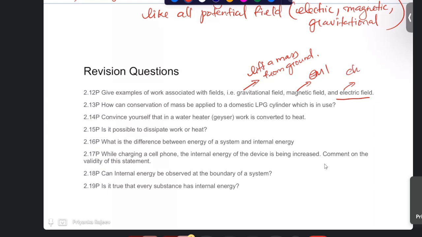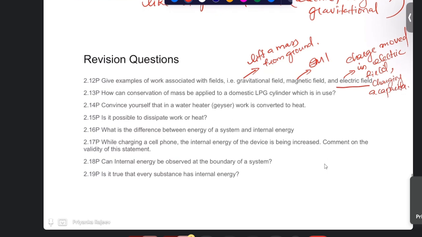Charge moved in a potential or electric field. That is electricity only, electric field. That is electric work. Or charging a capacitor. That is charge moving through an electric field, right? Charging a capacitor.